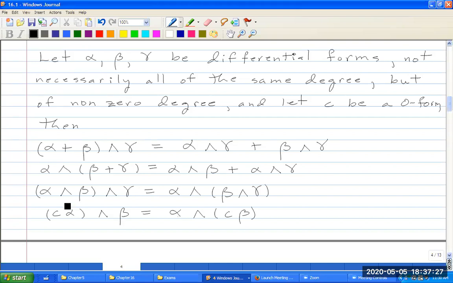The wedge product is associative. Alpha wedge beta wedge gamma is the same as alpha wedge beta wedge gamma, grouped either way. And so usually we do not put parentheses around these because they're associative. Since they're associative, we don't need any sort of parentheses.